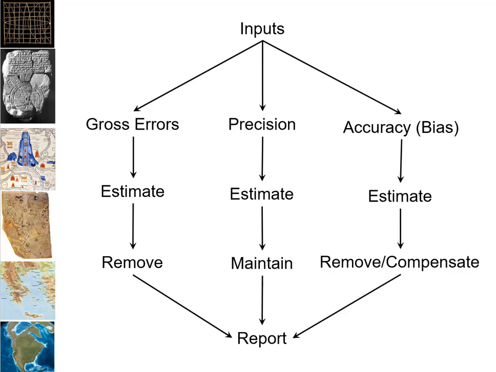Okay, so to walk through the process here, whenever we have inputs, you can look at the gross errors, precision, and accuracy of your data, estimate all three of them, and then for gross errors, we tend to remove them. We try to maintain the precision. We can't improve it usually, but we try to maintain it, like by keeping the right number of significant digits. And then with accuracy, in some cases, we can remove it or compensate for it. And then we want to report all of these in our final reports.